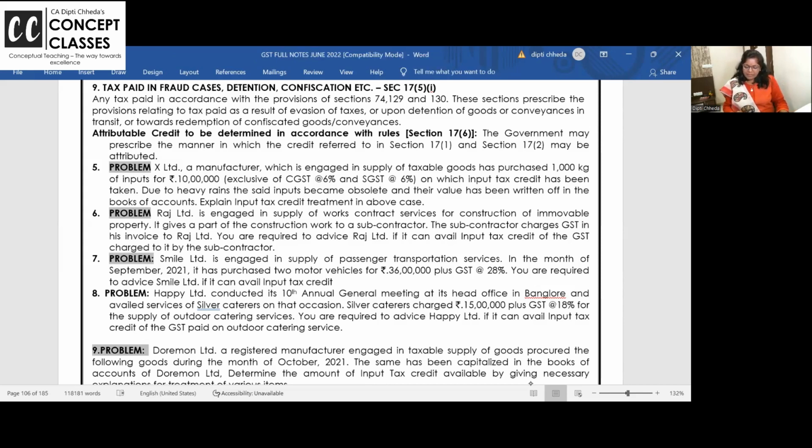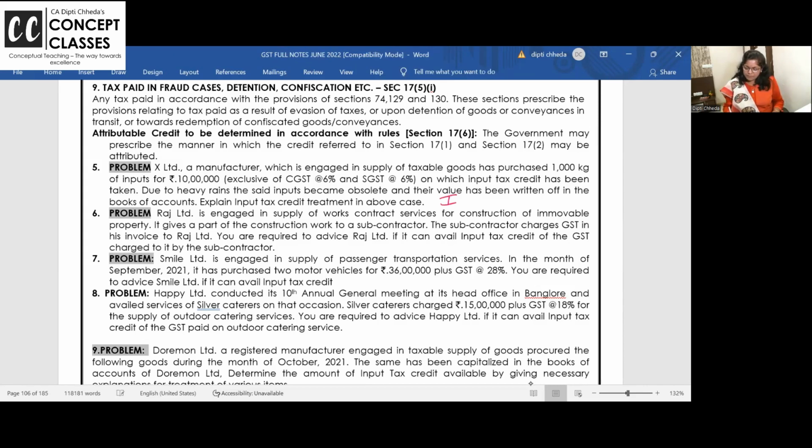X Limited, a manufacturer which is engaged in supply of taxable goods, has purchased 1000 kg of input of 10 lakhs on which ITC has been taken. Due to heavy rains, the said input got obsolete, destroyed, and their value is written off. Explain the treatment of the ITC.